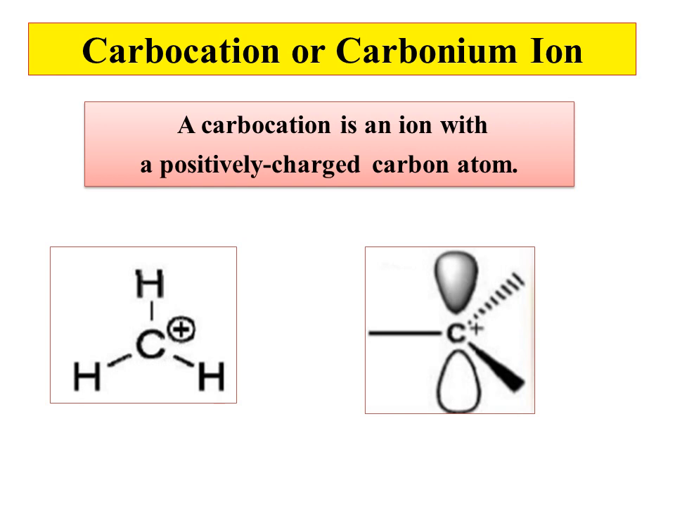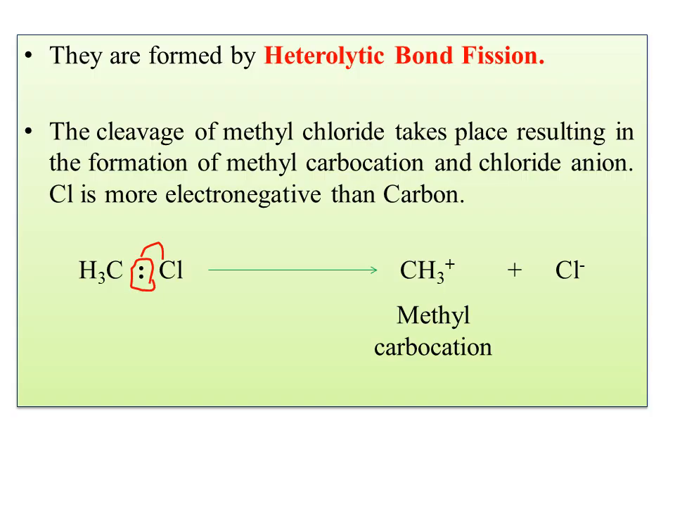So this is the shape, it will be like this. It is going to have only 6 electrons. It is electron deficient. It has 6 electrons in the outermost shell. It has been formed by heterolytic cleavage.